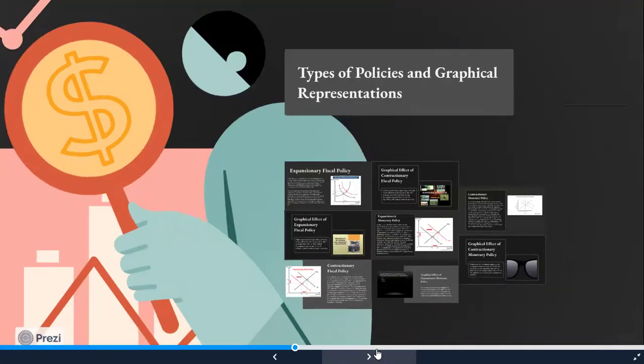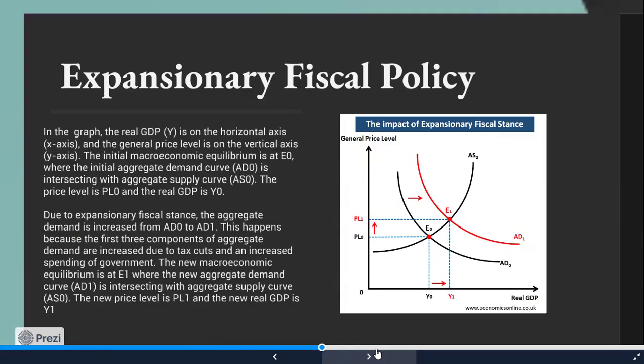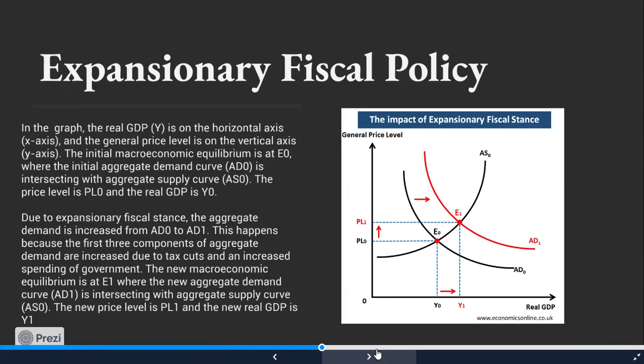Types of policies, and we'll be understanding them through graphical representations. The first policy we'll be talking about is expansionary fiscal policy. So what is an expansionary fiscal policy? It's basically when the government spends more or cuts taxes to help the economy grow, and the goal is to increase demand, reduce unemployment, and boost economic activity.